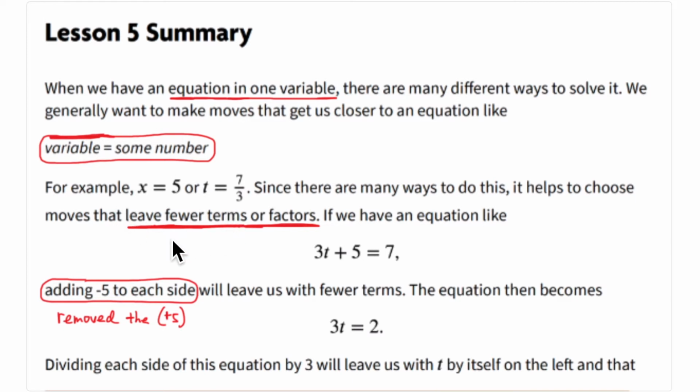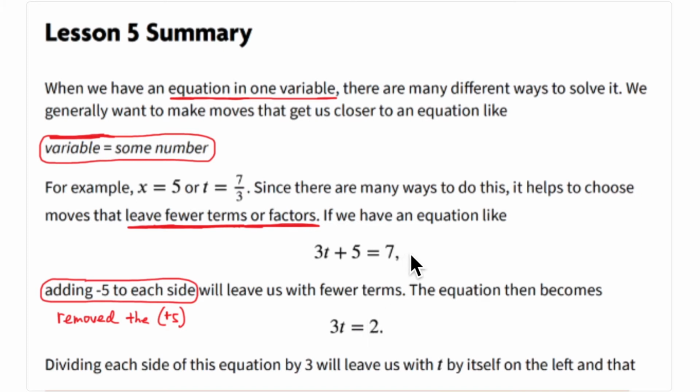So the whole idea is to get this equation, for example, to fewer terms until you get to the point where you have t equals something. In this case, a way to do that is to add -5 to each side. If you're adding 5, then to get rid of that 5, you can add its additive inverse, which is -5. This removes the positive 5. So it will leave us with 3t equals 2.